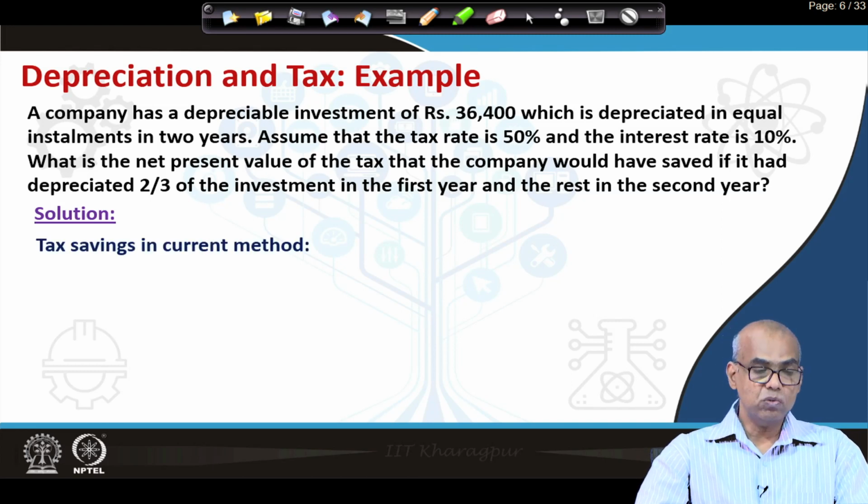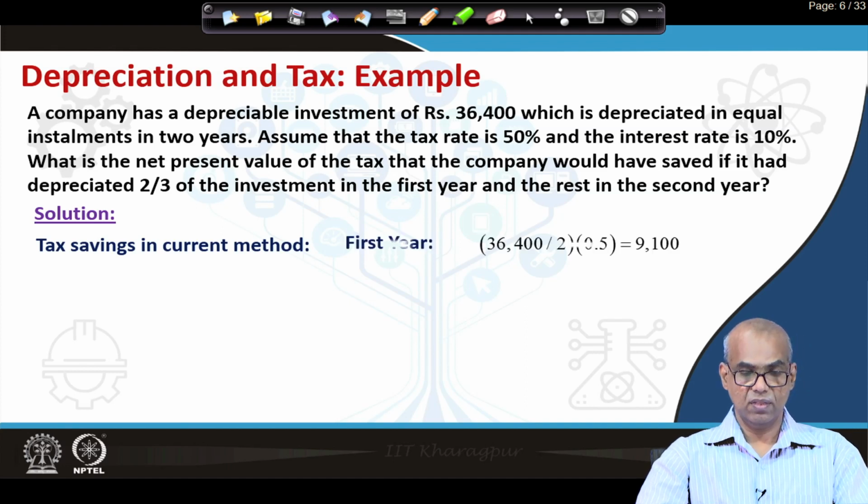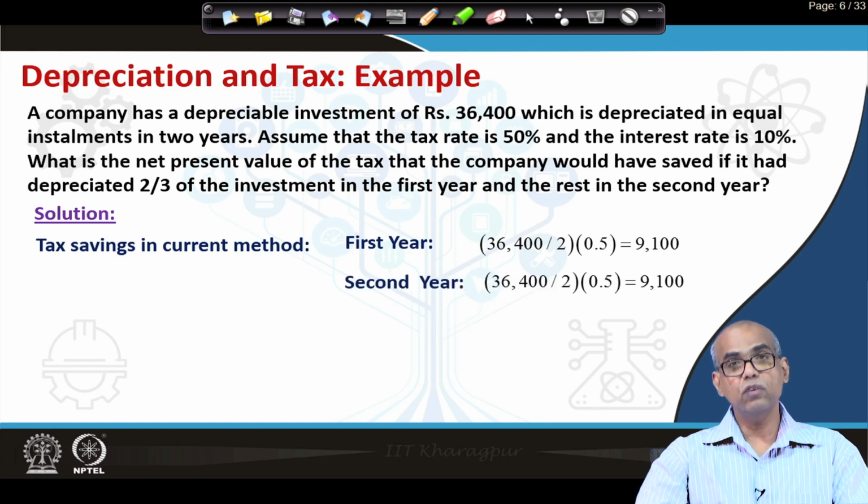So, let us first find out the tax savings in the current method. A company has depreciable investment of rupees 36,400, which is depreciated in equal installments in 2 years. So, first year half of rupees 36,400, tax rate is 50%. So, the tax savings will be 9,100. In the second year again it will be same 9,100.